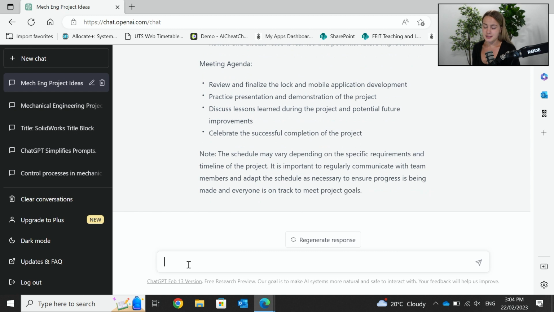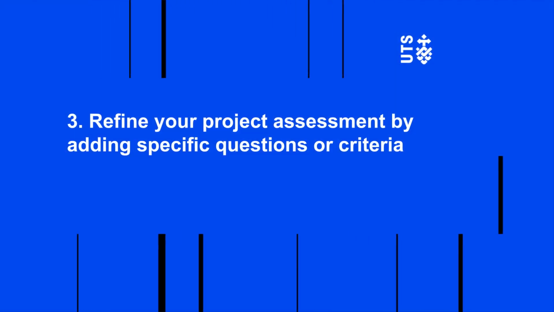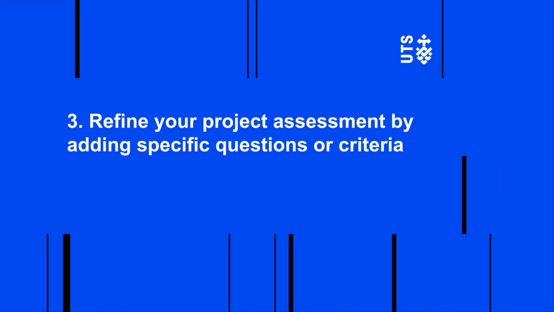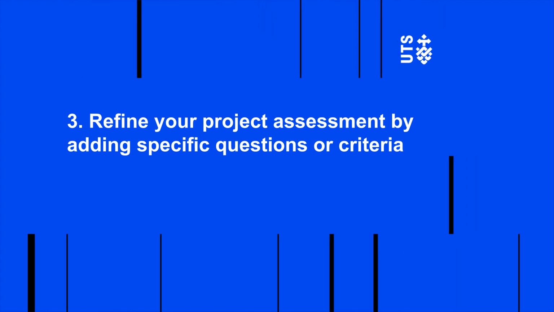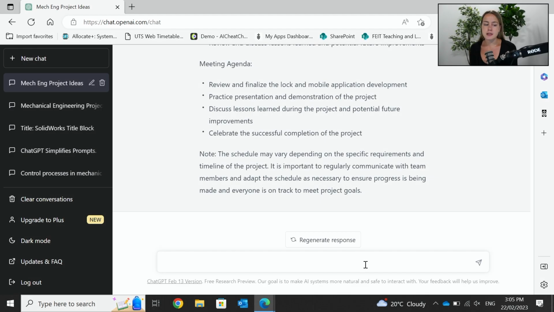And you can narrow this down as much as you want, whether it's the overview or the objective of the project itself. Obviously, put in your expertise knowledge into seeing if that's suitable for students. Step 3, refine the project assessment by adding specific questions or criteria. So this is a good opportunity to introduce your subject learning objectives, course intended learning outcomes, or the graduate attributes.